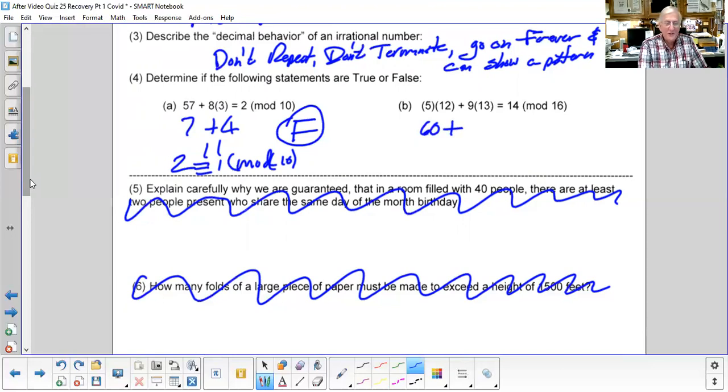9 times 13 is, I believe, 117. Okay, I'll double check that just to be sure on my calculator. All right, 9 times 13 is 117. I add it to 60. And when I do, I get 177. Now, is that equivalent to 14 mod 16?